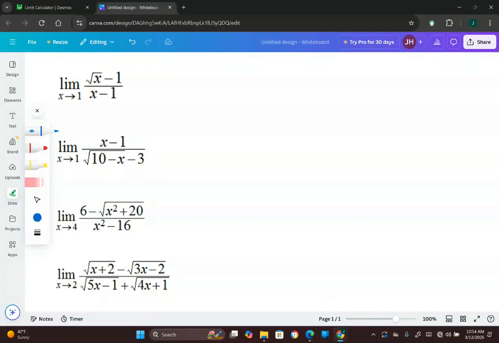Well, in this case, on the top, I get 1 minus 1, which is 0. On the bottom, I get 1 minus 1, which is 0. And again, this is called an indeterminate form. Indeterminate forms mean I cannot determine the limit the way it's written. I have to figure out another way to do this.